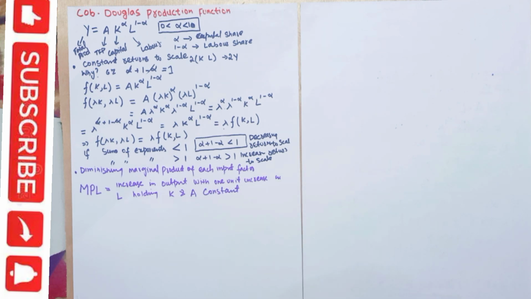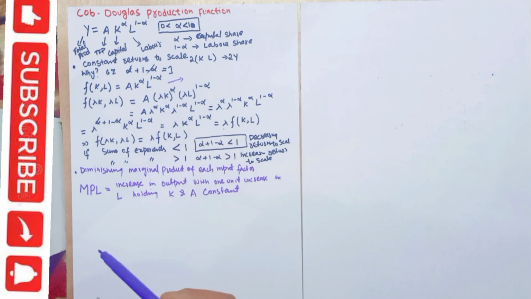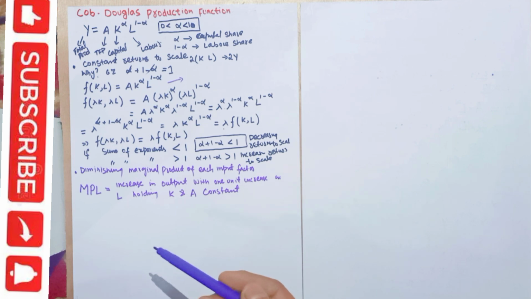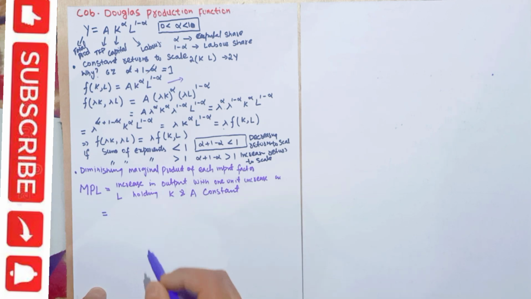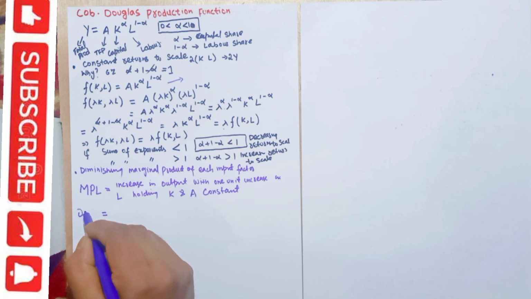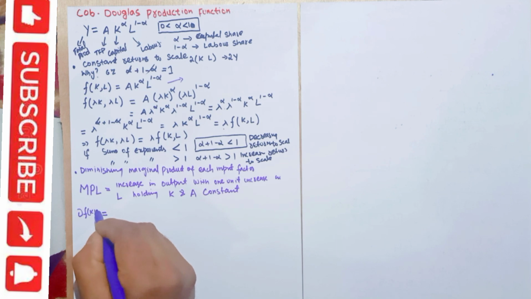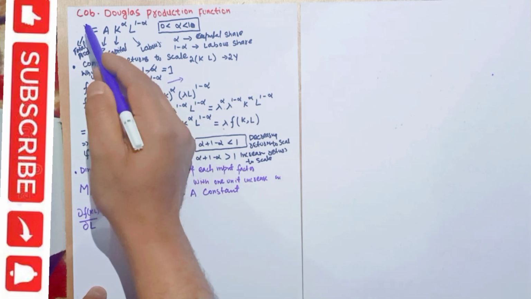Now how is this marginal productivity of labor calculated? We have seen in the calculus classes in earlier videos on mathematical economics. Marginal productivity of labor will be simply the first derivative of this Cobb-Douglas production function with respect to labor. That is, the partial derivative will give us the marginal productivity of labor, which will be equal to dF(K,L) divided by dL, or we could write dy divided by dL.